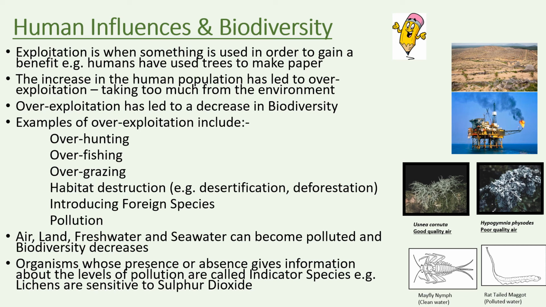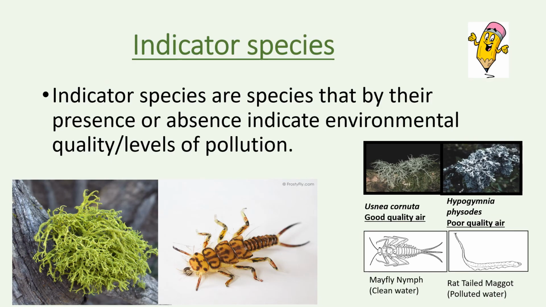Organisms whose presence or absence gives information about the levels of pollution are called indicator species, and you need to know the definition of indicator species and you need to know examples. So for example, we have lichens which are sensitive to sulfur dioxide. So make sure you learn the definition of indicator species and write it out many times. So indicator species are species that by their presence or absence indicate environmental quality, levels of pollution.